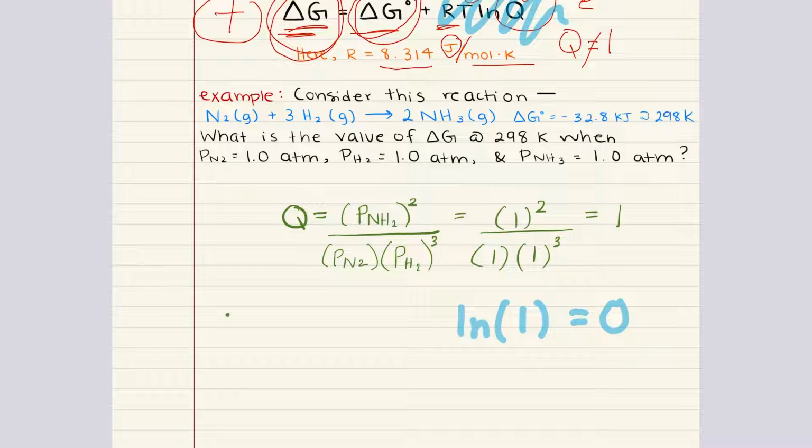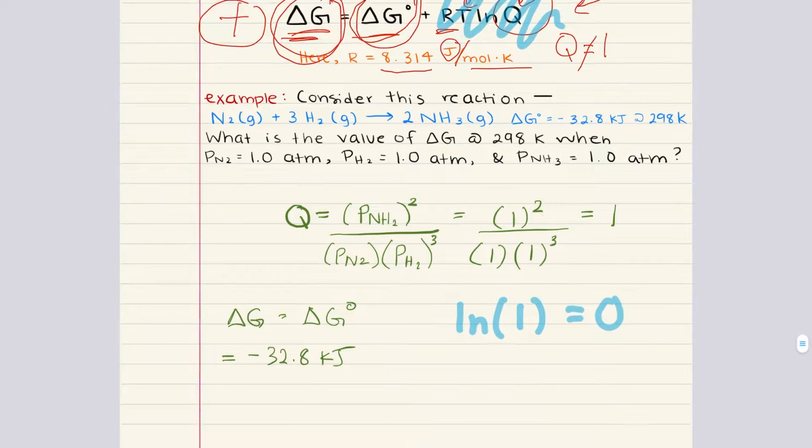What we're left with is that delta G, the free energy change under non-standard conditions, is equal to delta G naught, which is the standard free energy change. And we're given that value, it's equal to negative 32.8 kilojoules. So in this problem, we're actually under standard conditions, but we went ahead and we worked through this problem nevertheless, and it indicated to us that for this specific scenario, delta G is equal to delta G naught, and the final answer is negative 32.8 kilojoules.